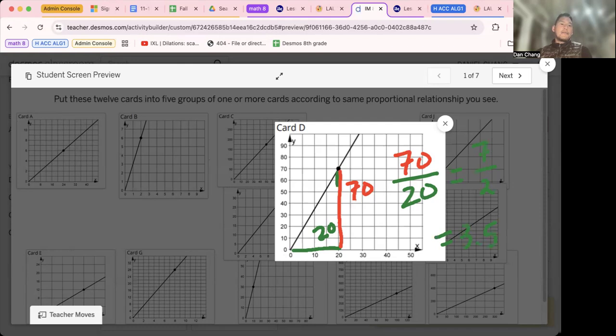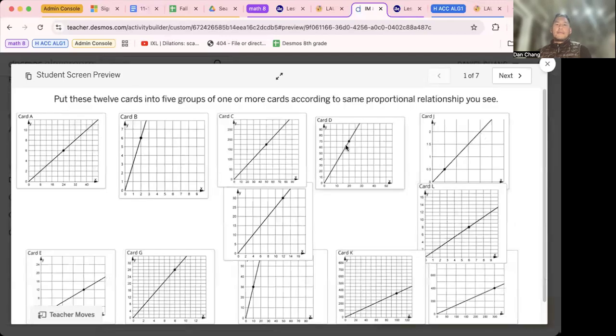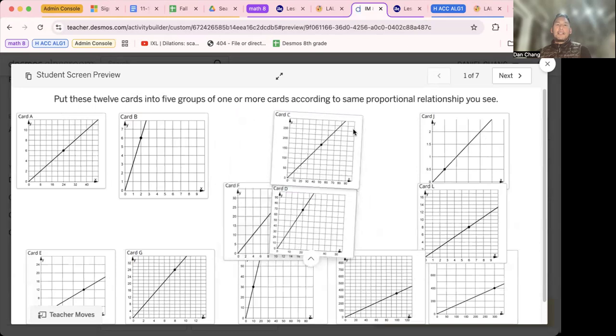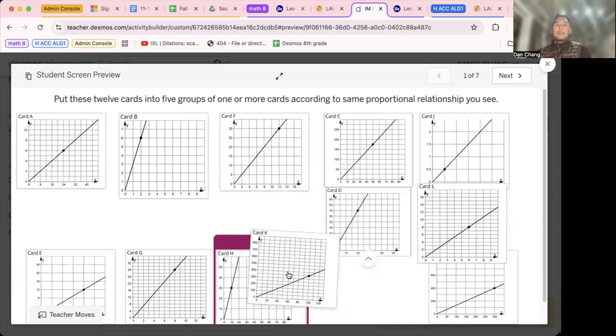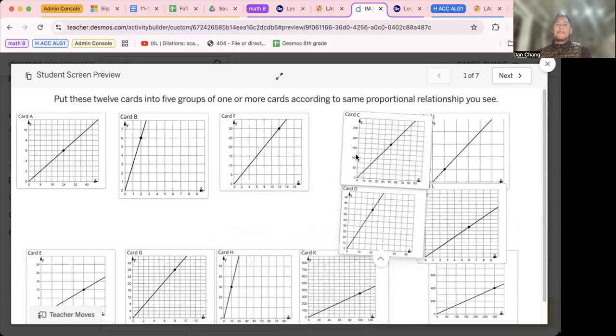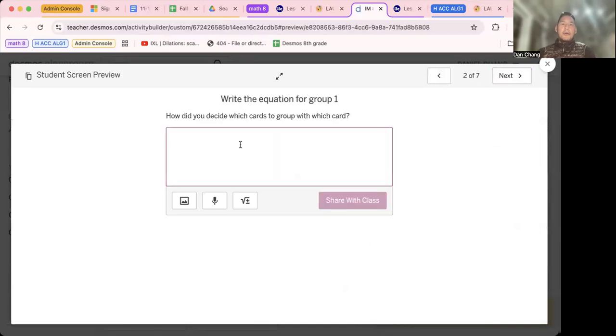So what do you do with that? You take card C, you snap it together with card D, and boom, you have found 1 out of 5 different matches. Okay, so once you have matched all your cards, the next thing you're going to do is talk about how you actually decided which cards to group with the others.